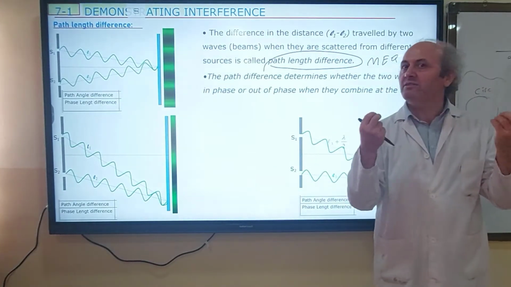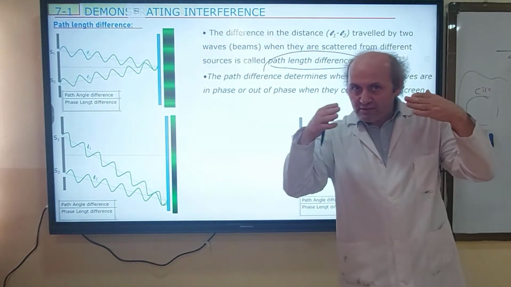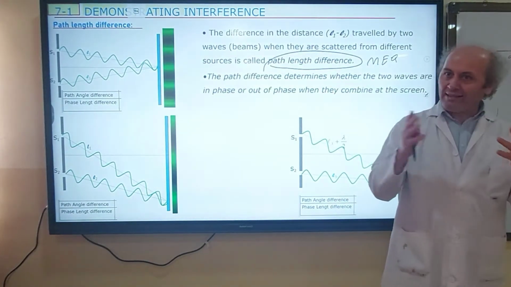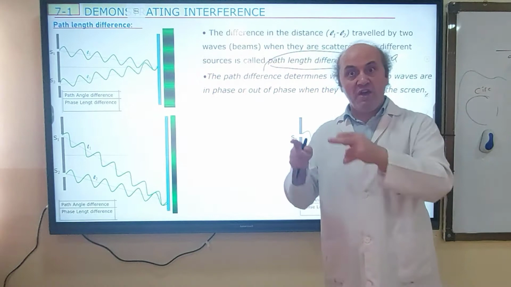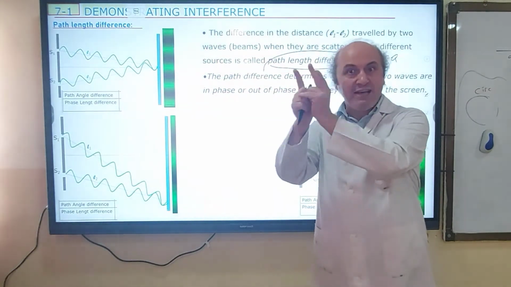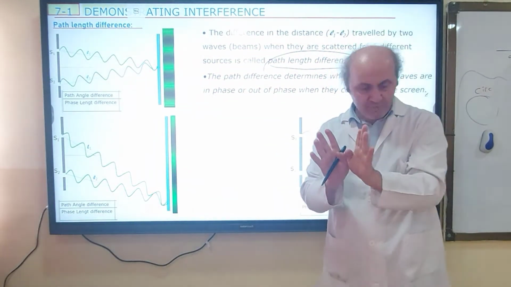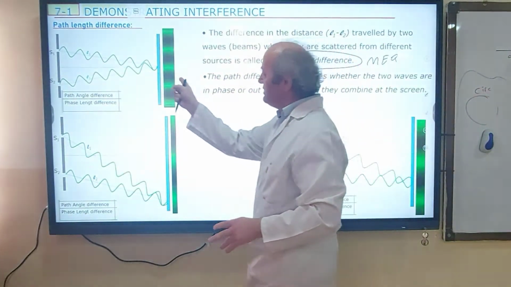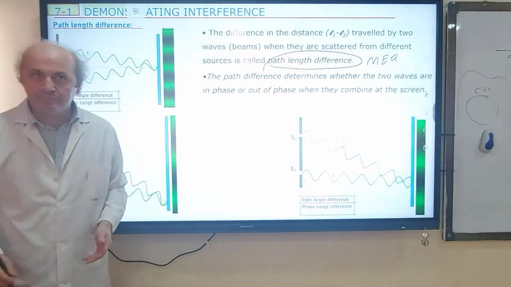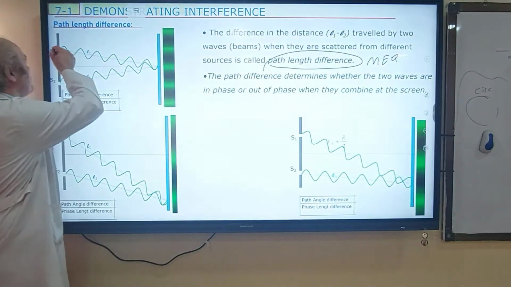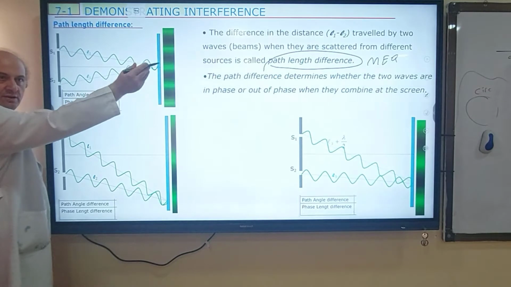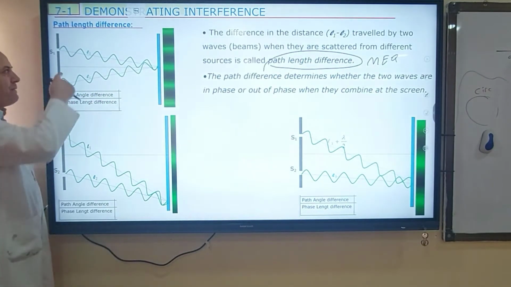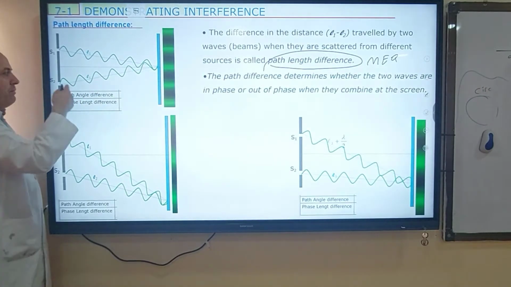So path length determines if the waves meet on the screen in phase or out of phase. Path length difference determines if the point on the screen is bright or dark. Okay? So I draw 3 cases in here. First case is center. Center is bright. Why? Because the travel distance by the waves is the same. What is the path length difference in this case? 0.